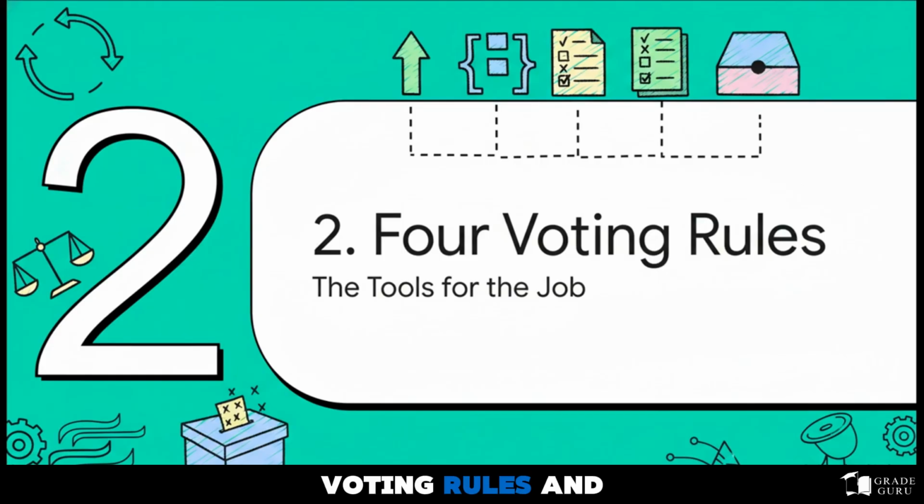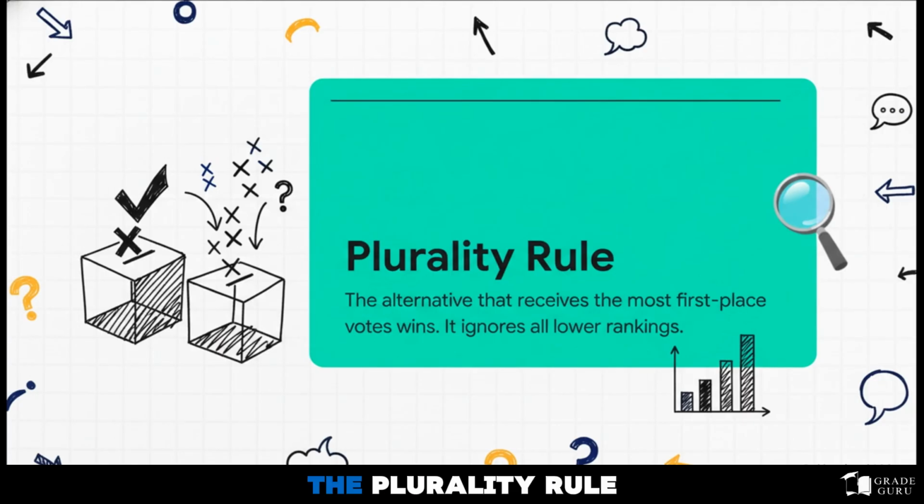Well, we use voting rules. And for your exam, you absolutely have to be fluent in these 4. First up is the one you know best, the plurality rule. It's super simple. Whoever gets the most first-place votes wins. You see it in tons of elections. But here's the key drawback you need to remember. It completely ignores what people put for their second, third, or fourth choice. All that information is just thrown away.